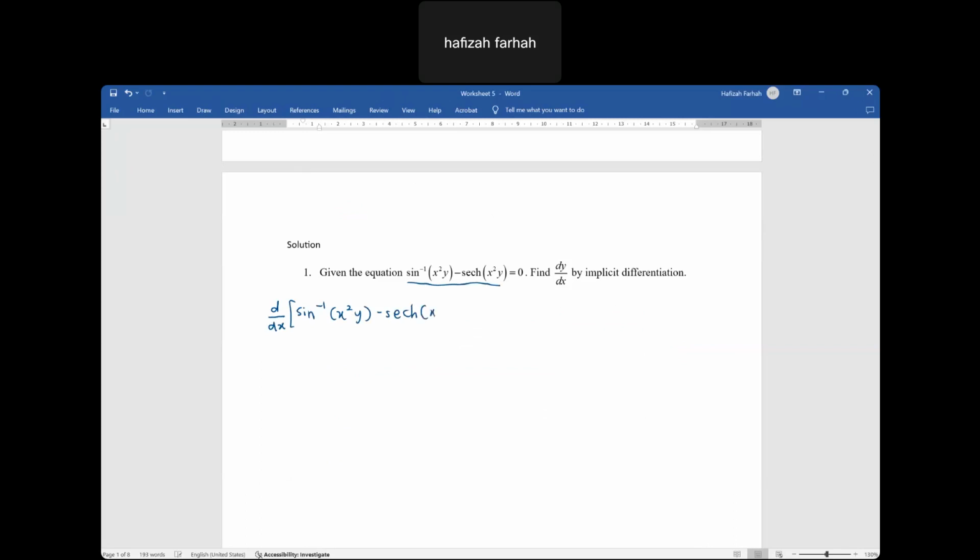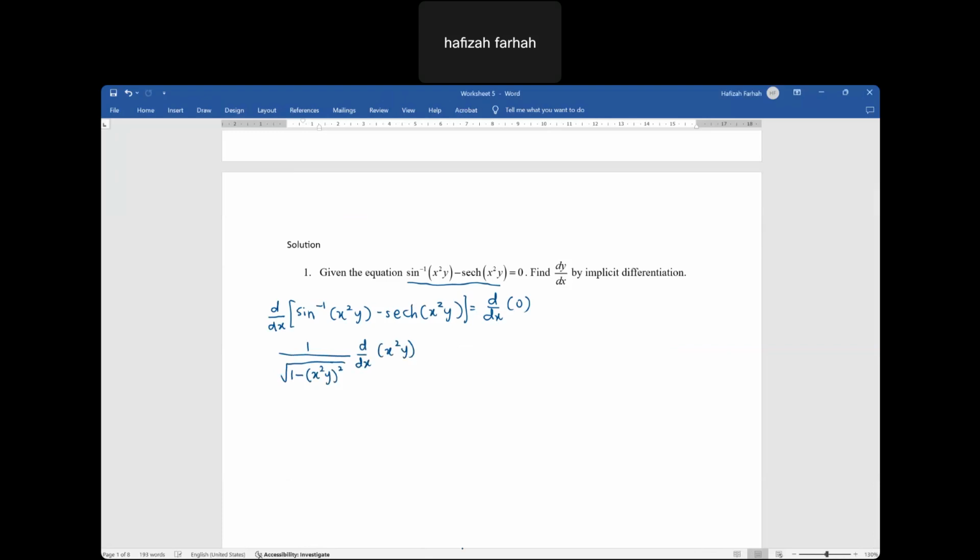Secant hyperbolic x squared y equals d over dx of 0. Then you have to find the derivative of arcsine. So the derivative of arcsine u is 1 over square root of 1 minus u squared. So this is your u, x squared y squared. And don't forget that you have to differentiate the inner function x squared y.